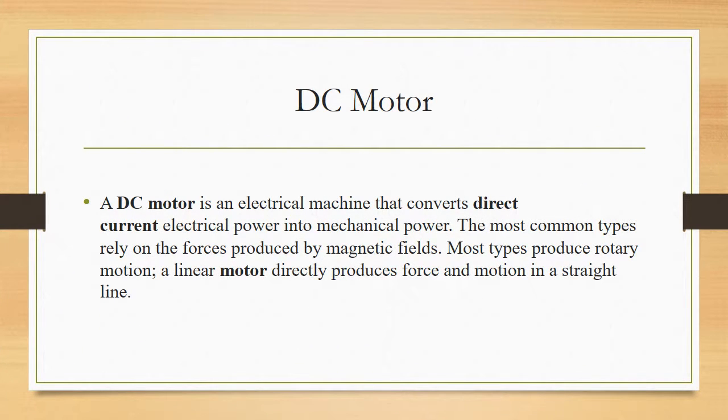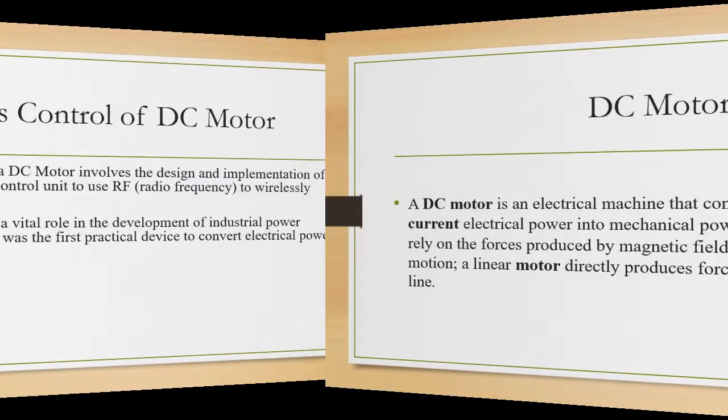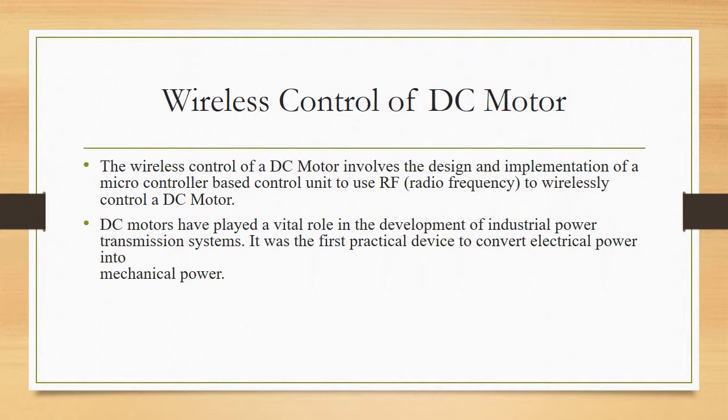A DC motor is an electrical machine that converts direct current electrical power into mechanical power, and most types produce rotary motion. The wireless control of a DC motor involves the design and implementation of a microcontroller-based control unit to use the radio frequency to wirelessly control a DC motor.